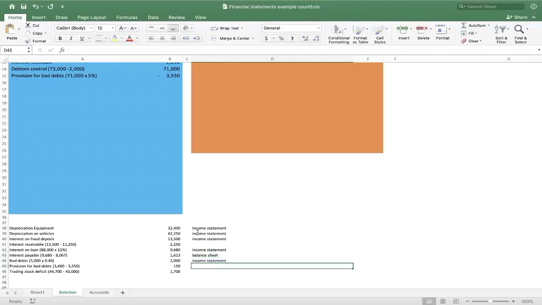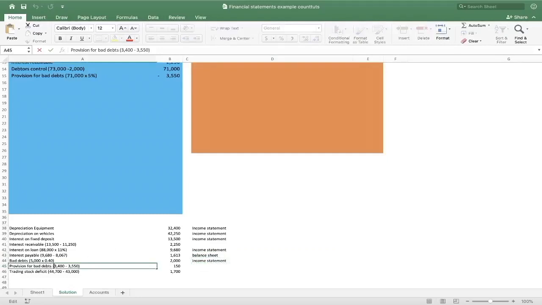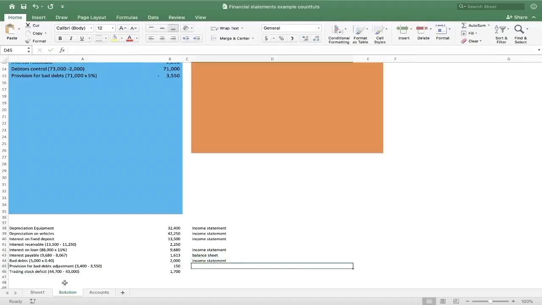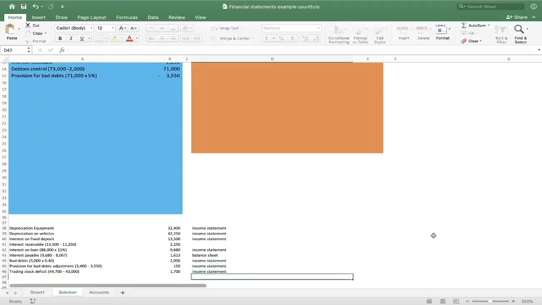The provision for bad debts, actually it's supposed to be provision for bad debts adjustment, and we know that the provision for bad debts adjustment in our case here is an expense because our provision for bad debts went up as compared to the previous year. So it goes into the income statement under the operating expenses section. And the trading stock deficit also goes into our income statement so that we remember everything that we still need to account for in the income statement.